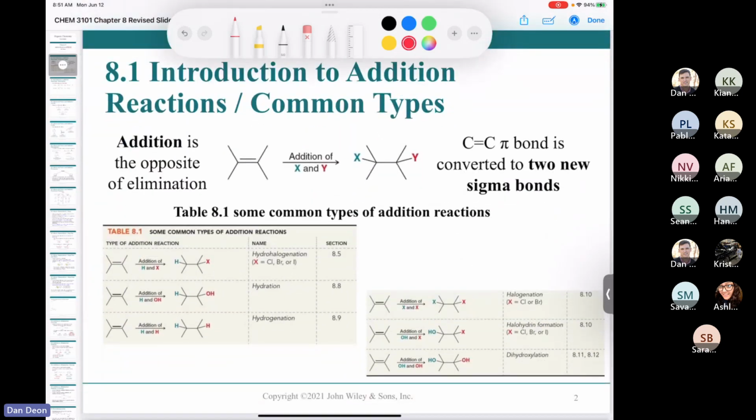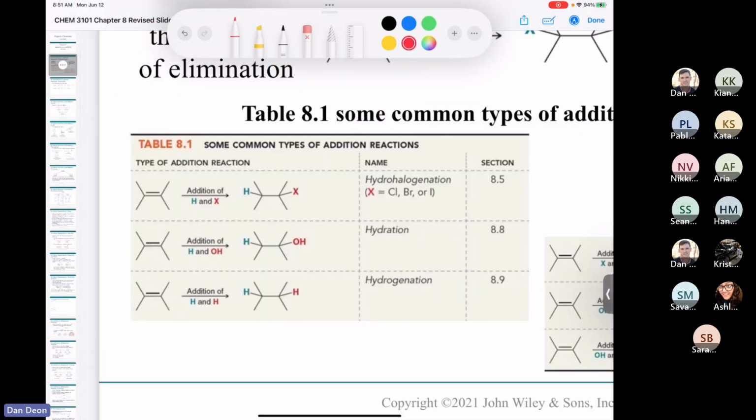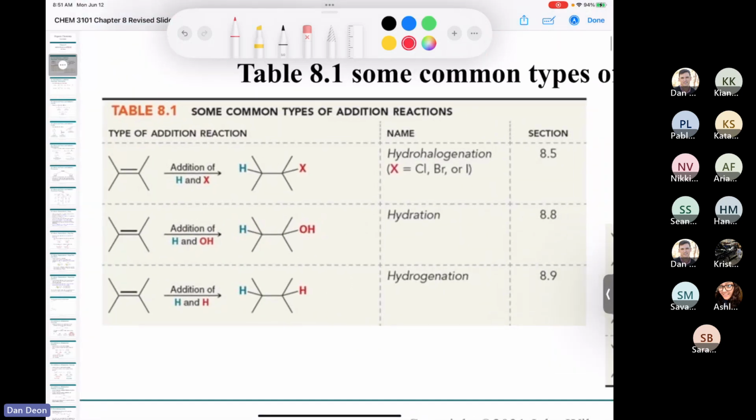And if you're wondering, well, what could X and Y be? That's a great question, and that's covered in table 8.1. It could be what we call a hydrohalogenation reaction, where we add a hydrogen and chlorine, bromine, or iodine. So that would mean that you either add HCl, HBr, or HI. We don't do this reaction with HF, so we don't do hydrofluorination. We do hydrochlorination, hydrobromination, or hydroiodination. So we're going to cover that later on today.